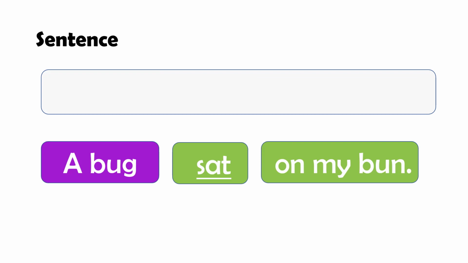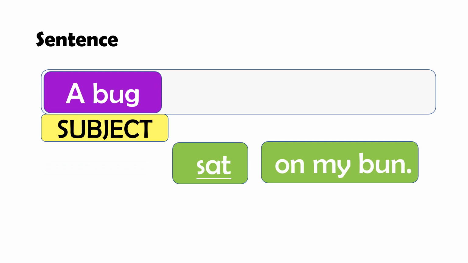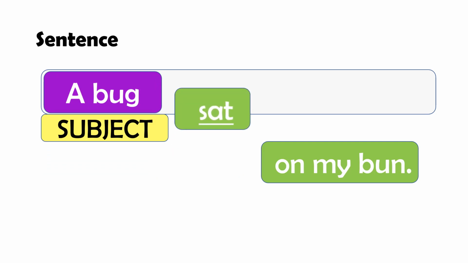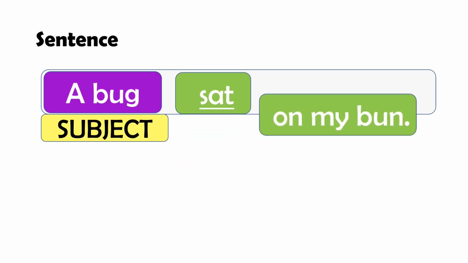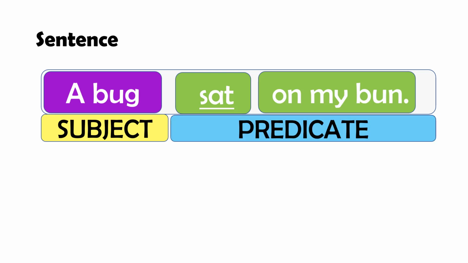A bug sat on my bun. Can you figure out who we are talking about? Yes, a bug. A bug is the subject. And what did the bug do? Sat, which is the verb, on my bun. Sat on my bun becomes the predicate.